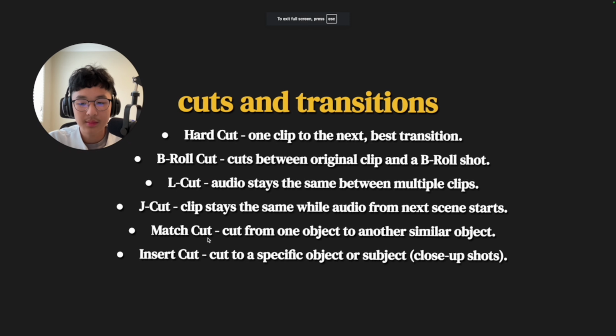The next cut is the match cut, which is where you cut from one object to another similar object. For example, if I cut from my water bottle into a cup or something. And the final transition is the insert cut, where you cut to a specific object or a subject. These are pretty much most common with close-up shots and extreme close-up shots.